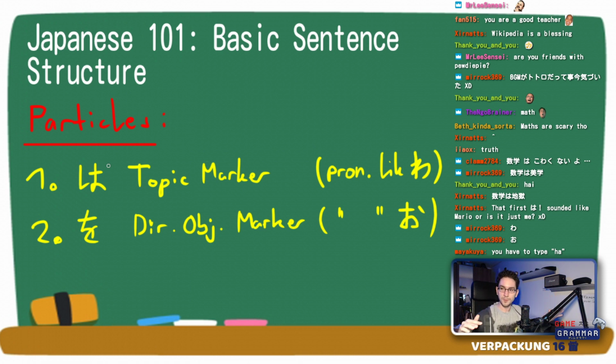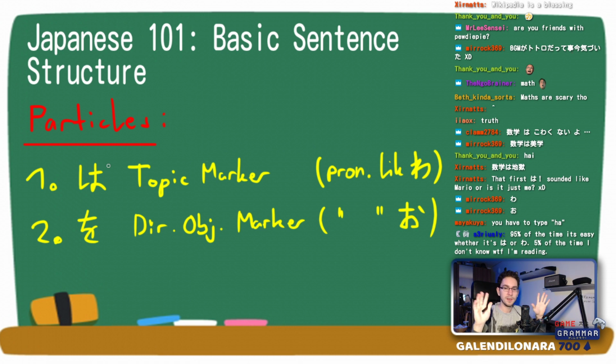This is where we'll probably run into problems with our definition of word, because the definition of a word is a little bit unfortunate, because it doesn't really exist. But what I mean is you'll be able to spot something you recognize as one word, one meaning, like for example, gakko means school. If you know gakko, there's not going to be a topic particle in the middle of that word. That's just never going to happen. You're always going to see that word, and then it's going to be followed by some particle. 95% of the time, it's easy whether it's exactly ha or wa. 5% of the time, I don't know what the hell I'm reading.